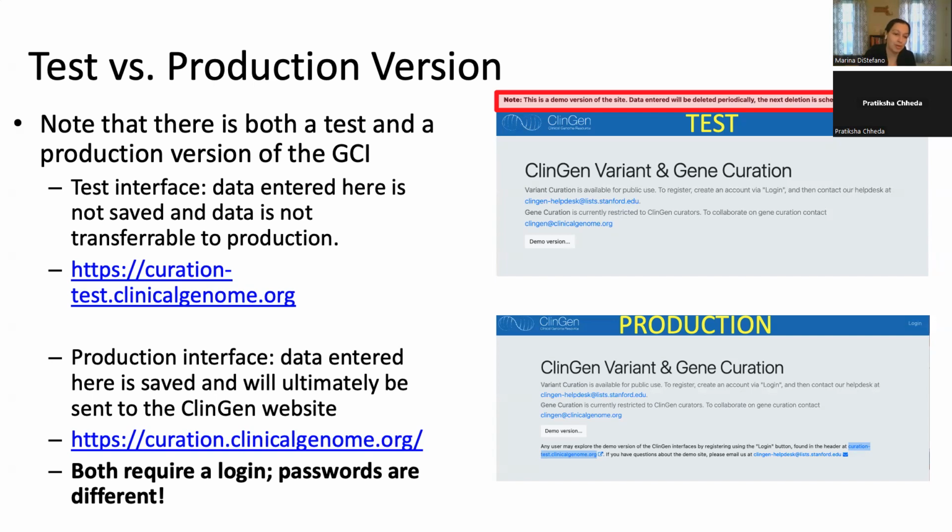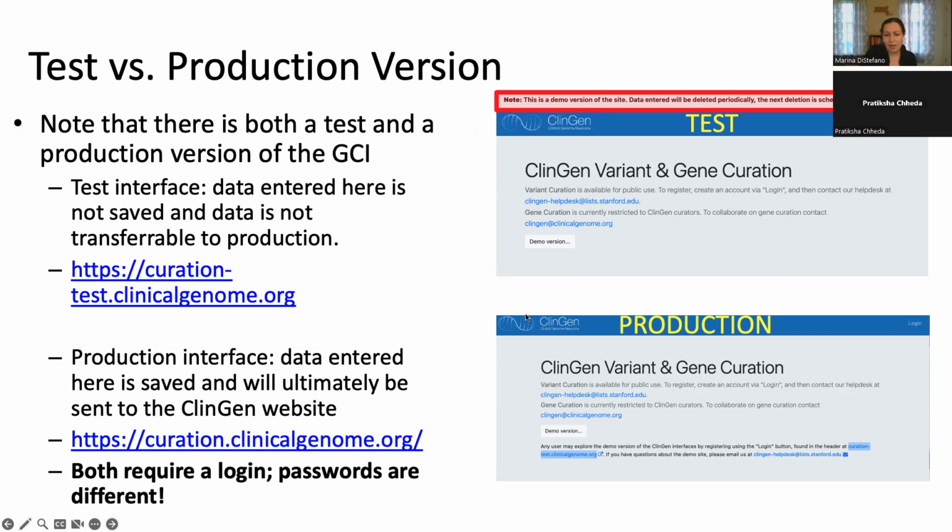So you'll see for the demo version, it has a big red banner at the top that says this is a demo version of the site, and we usually delete the site once a year. So this was cleared, I think, at the beginning of January. So now you pretty much have almost the entire year to work through practice examples in there. And then the production one does not have this banner along the top.